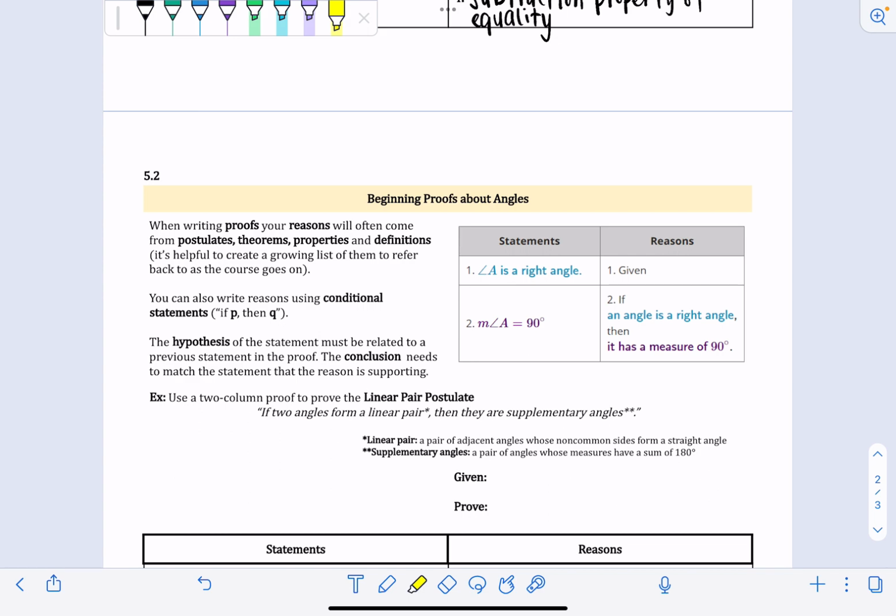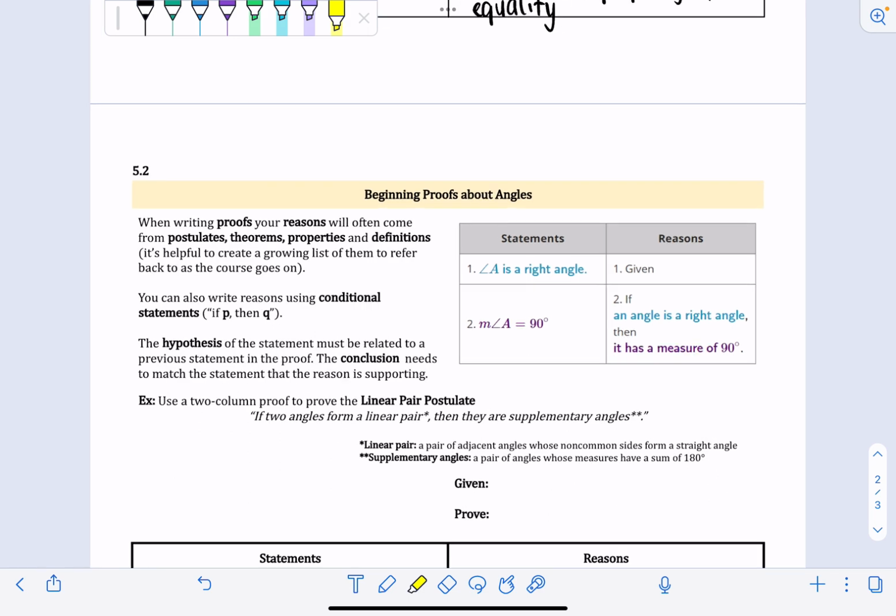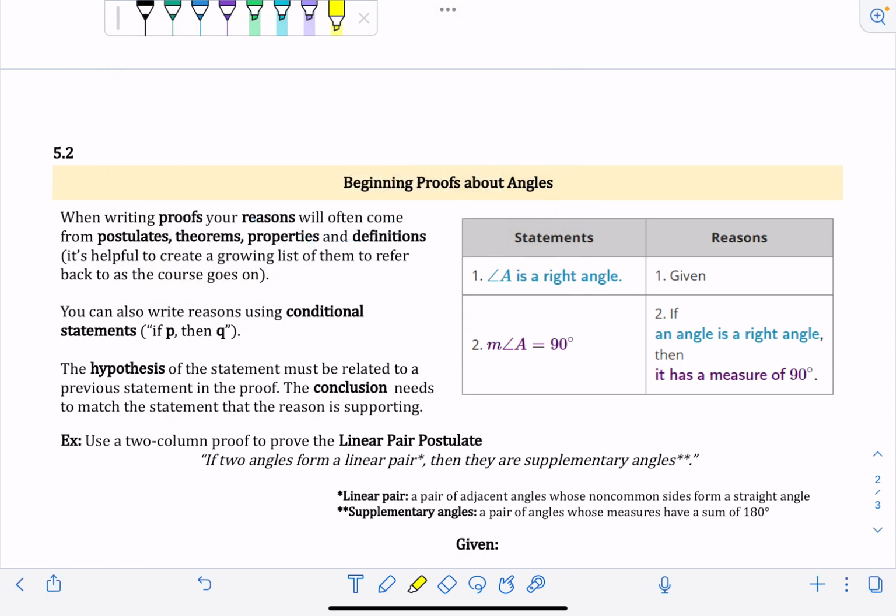Okay, 5.2, beginning proofs about angles. So I'm going to start in the upper left side. When writing proofs, your reasons will often come from postulates, theorems, properties, and definitions. We talked about that in 5.1. And then, like I said, it's helpful to create a list every time you see a new postulate, a new theorem, anything, add it to your list so that you can refer back to it. And we can also write reasons using conditional statements, which were from a previous lesson. Conditional statements were the ones in the form if P, then Q. Like our example was, if you take me to a movie, then I'll buy you popcorn. That was a conditional statement, and we can use those in our reasons column also.